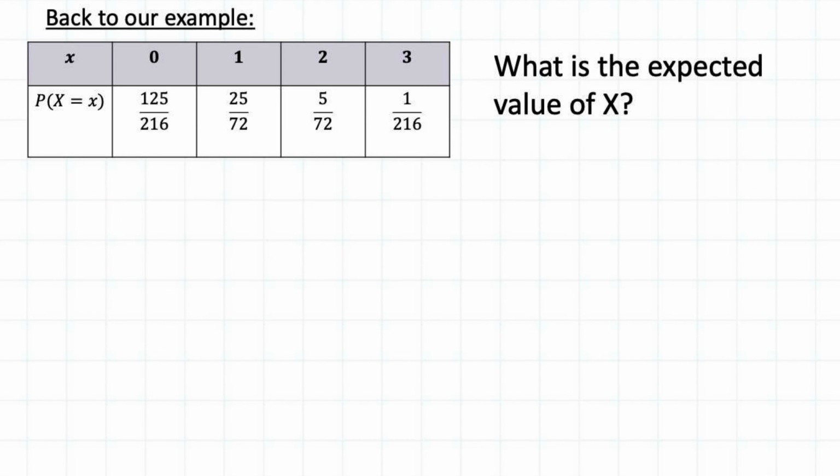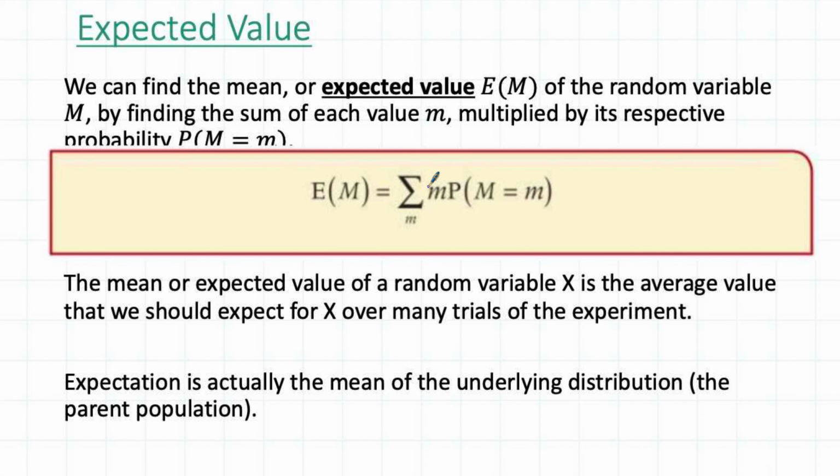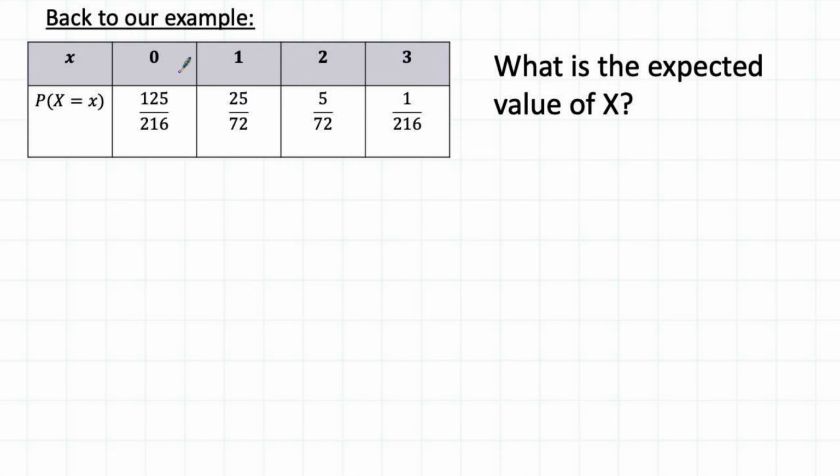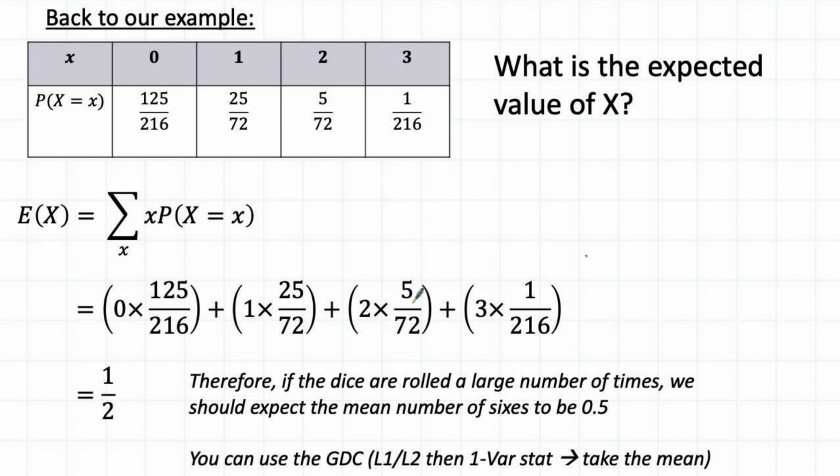So let's go back to our example. If I'm looking for the expected value of x, the formula tells you to take the small letter multiplied by the probability and then add them all up. So what we do is we multiply these two together, multiply, multiply, multiply, all together, and then you add them all up, and that will give you the expected value. So when I do that, I get 1/2. Now, what does 1/2 mean? It means that if I roll this dice, remember the question was about the dice.